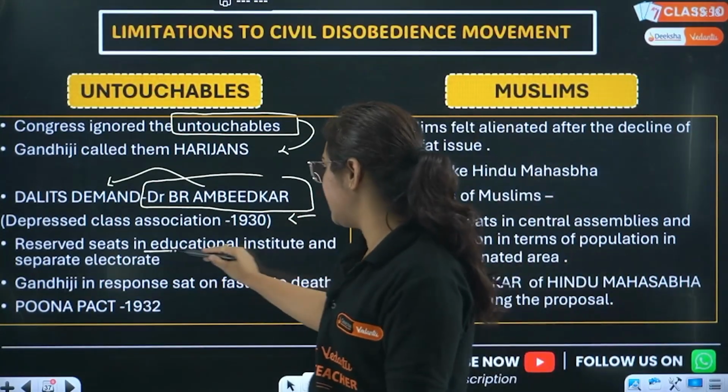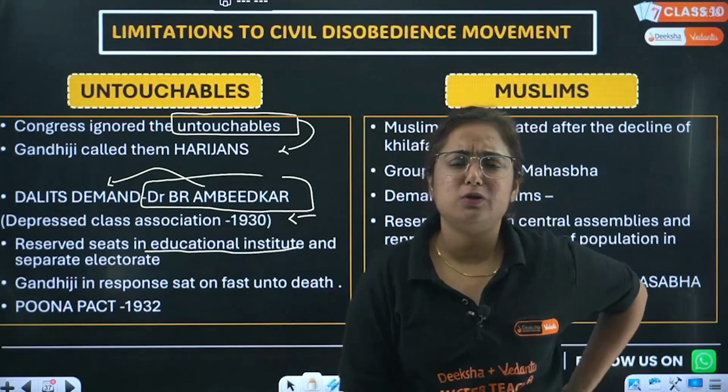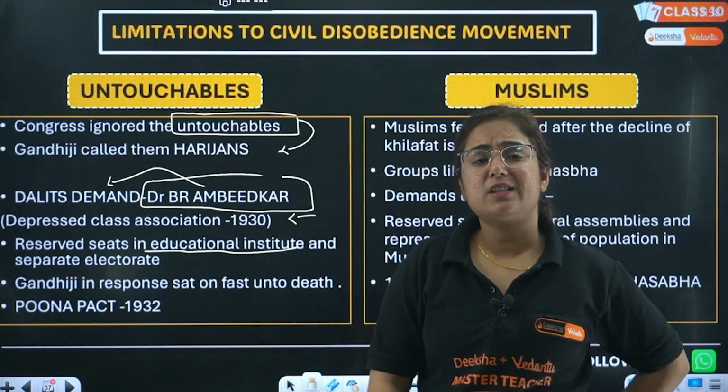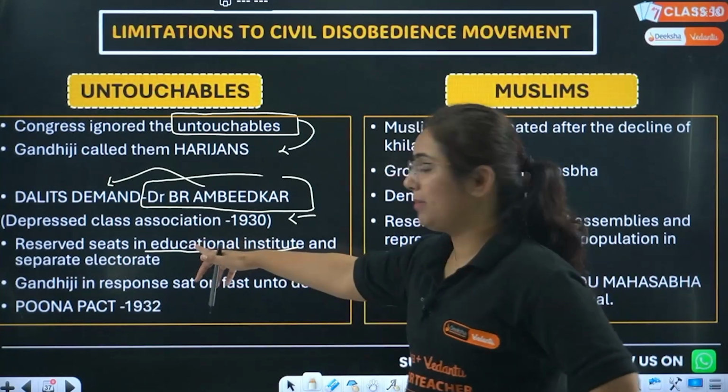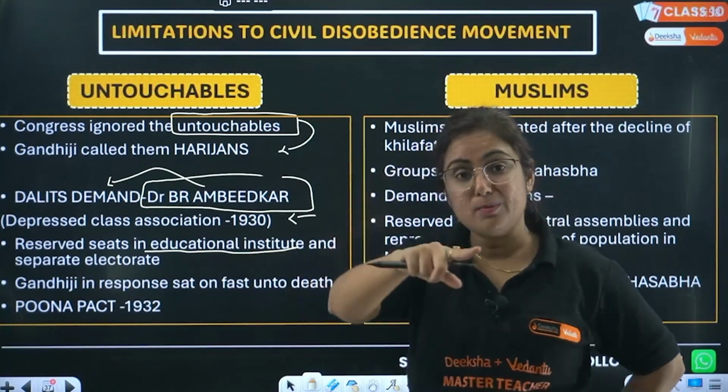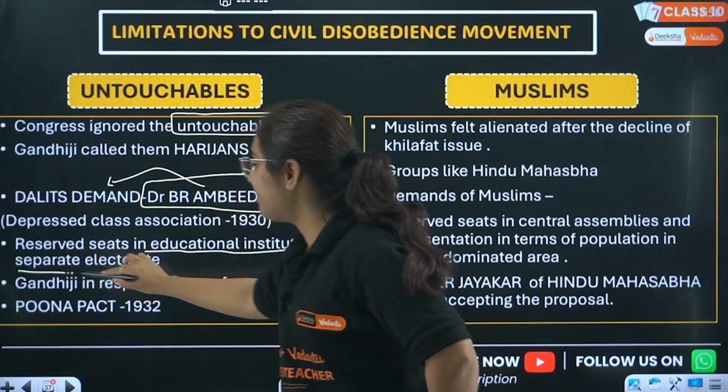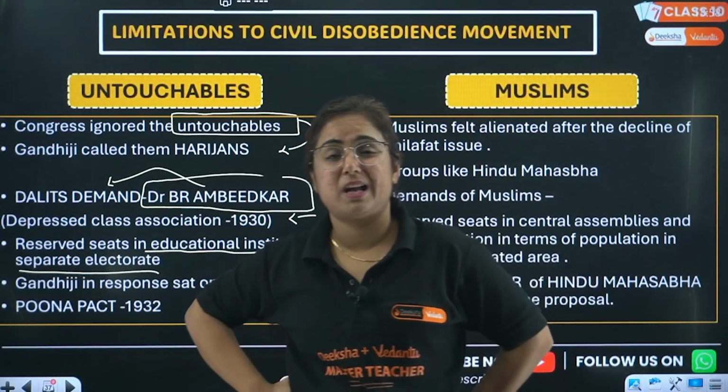reserve seats in education institutions. So there were a lot of schools and colleges where reserved seats for the community were demanded by Dr. B.R. Ambedkar. One more thing was demanded, that was separate electorate. And now what is this, bhai?